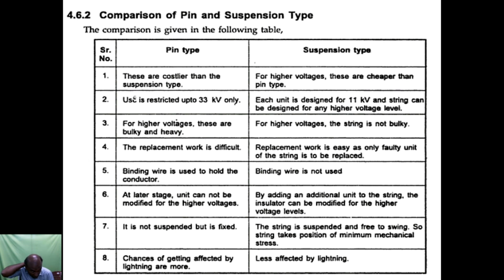In the pin type, binding wire is used to hold the conductor. To hold the conductor, we have a further requirement of the binding wire. No such wire is required in suspension. At a later stage, pin type units cannot be modified, but in suspension it is possible. The pin type is not suspended, but fixed, while here it is being suspended. The mechanical stress is easily relieved here. Chances of being affected by lightning are more in the pin type, but suspension is less affected by lightning.